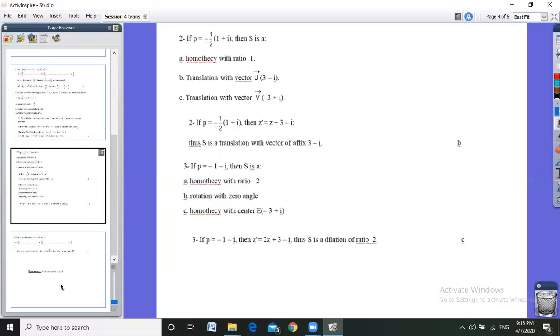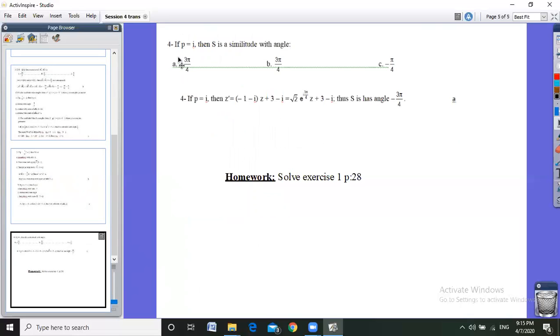Now, as a homework, we still have a case. If P equals i, then S is a similitude with angle. When we replace P by i, we get the complex form. Change this to its exponential form. Thus, S is a similitude of angle, in this case, minus 5 pi over 4. When you subtract from it 2 pi, we get the angle minus 3 pi over 4. So it is a similitude of angle minus 3 pi over 4. The correct answer is A.